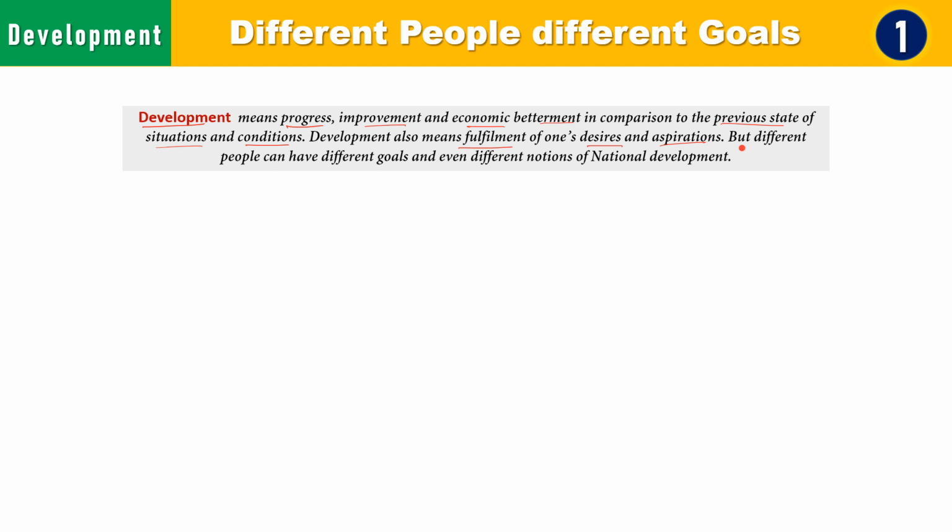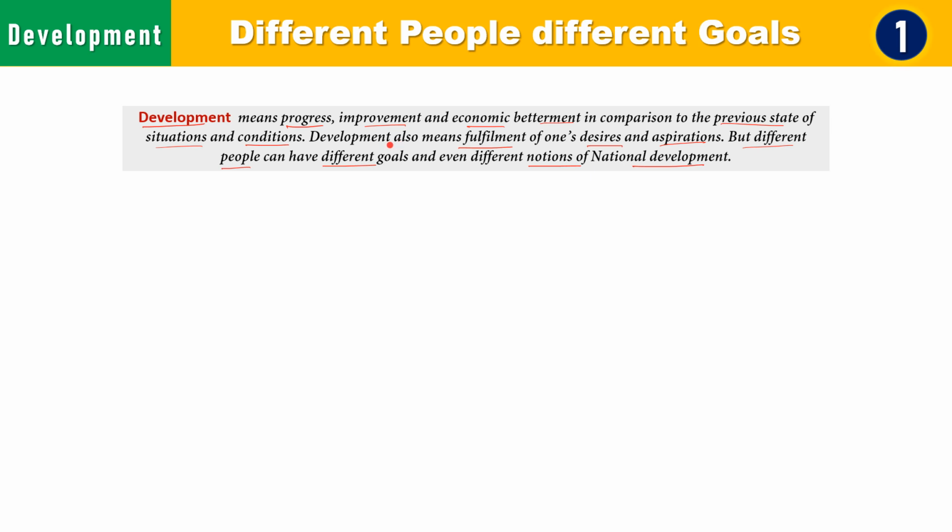But there are so many people and so many views, notions and ideas of development and so many different goals. If we ask different people about their ideas of national development, then they will differ in their opinions about the notions of national development. So every person wants development, but different people can have different opinions, ideas and notions of development, and since individual goals are different, they will have different ideas of national development also.